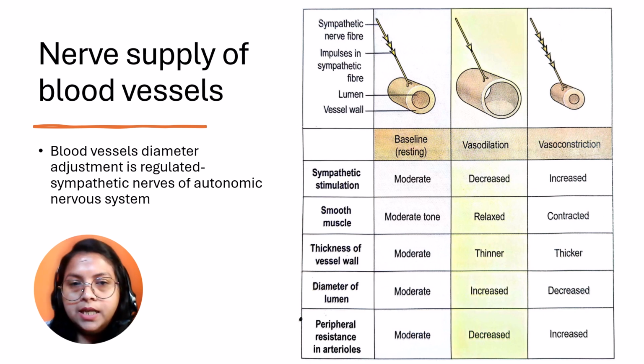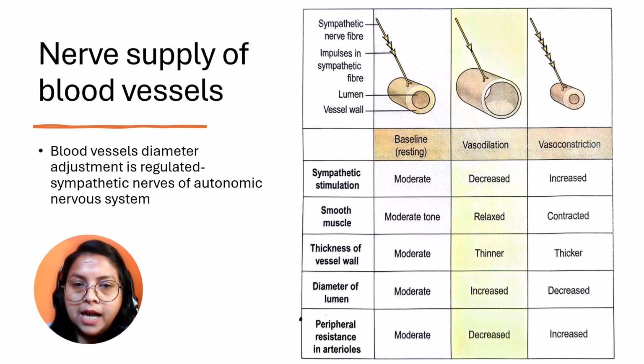And the third state is vasoconstriction. Here the sympathetic stimulation is increased, smooth muscle is contracted, the blood vessel wall is thicker, and the diameter of the lumen is decreased. Peripheral resistance in the arteriole is increased, and the increased sympathetic nerve impulse causes the smooth muscle in the vessel wall to contract, narrowing the lumen. This raises the resistance and blood pressure.